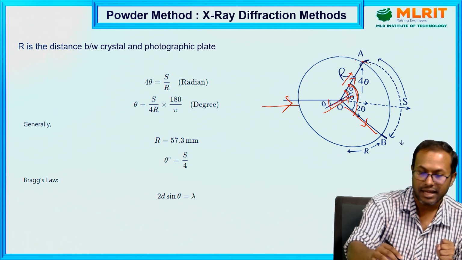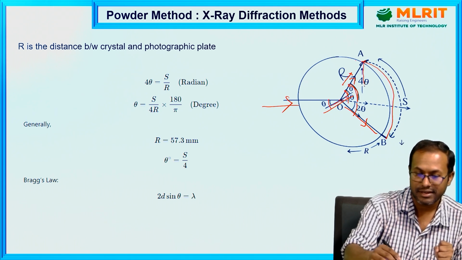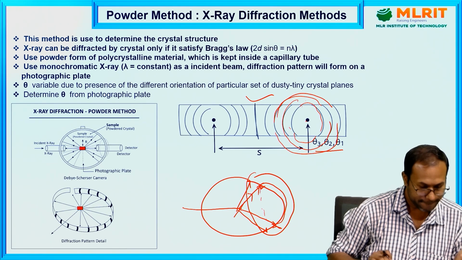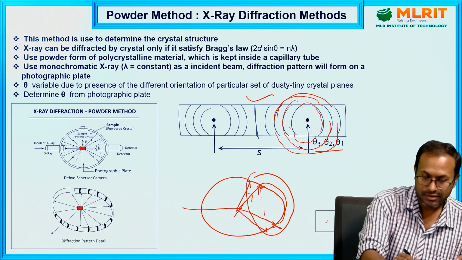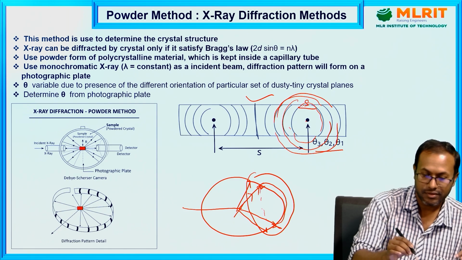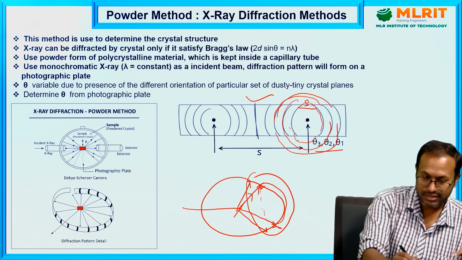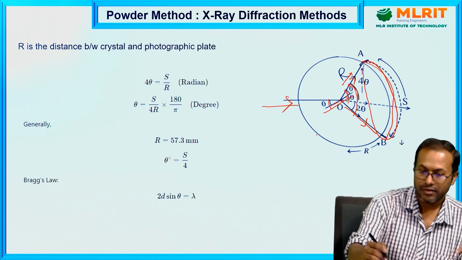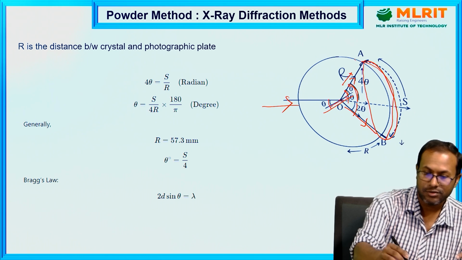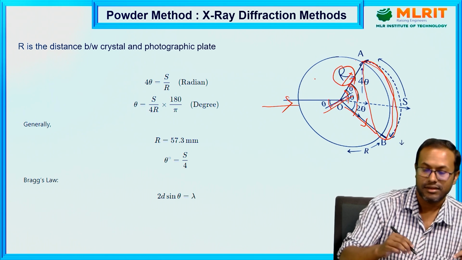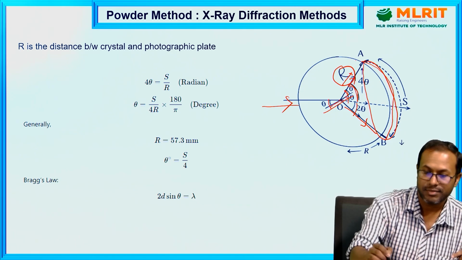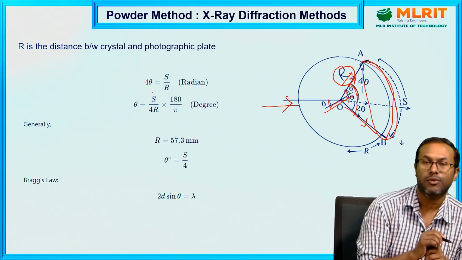Now what are these things? This is the arc of this circle. There is one circle, and in this circle there is the arc. Suppose this is the arc, that is S. This is S1, and the distance from the crystal plane to the photographic plate is R. So from this geometry we can say the total 4 theta equals S by R, in radians, when theta is very small.